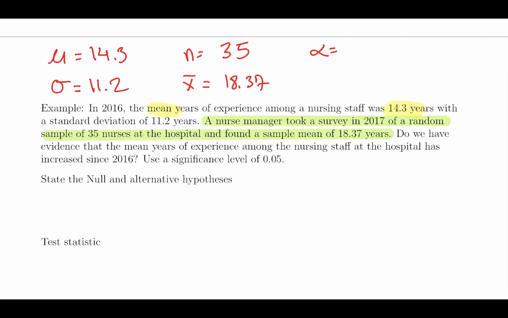So far, everybody go with that labeling? All right. Also, the last thing they gave me is alpha. Alpha, they tell me, is 0.05.